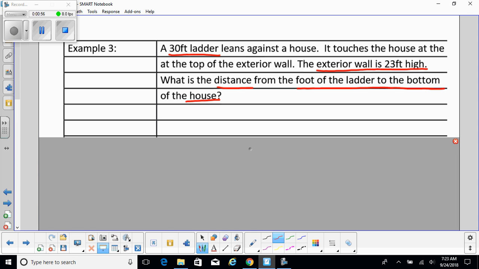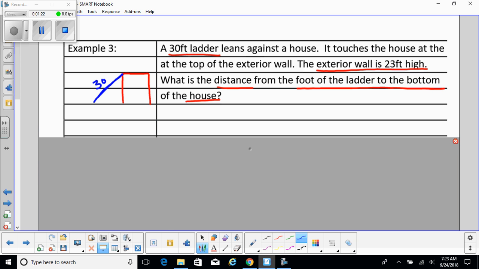And I mean, this does not have to be pretty. In fact, mine will not be pretty. Let me make a house over here, and it's just got a flat top roof. It says a 30-foot ladder leans against a house. It touches the house at the top of the exterior wall. So here's my ladder, and they told me that ladder was 30 feet. So we'll put a 30 over here.